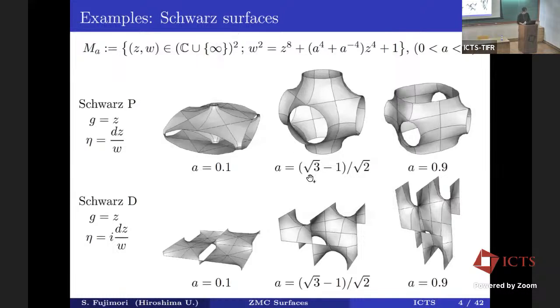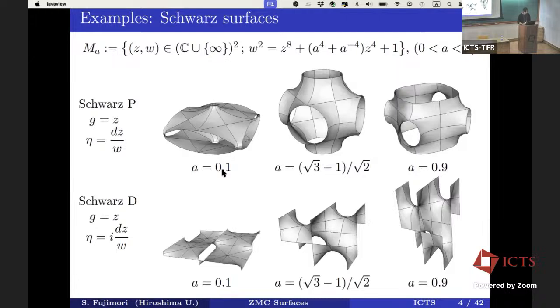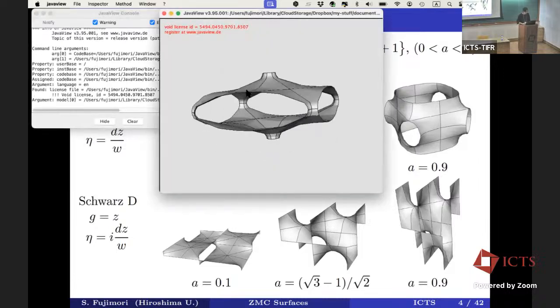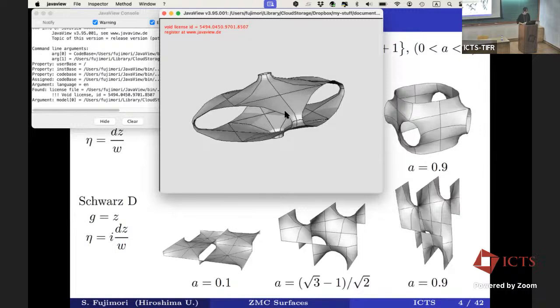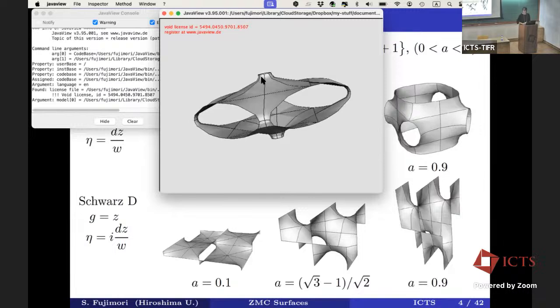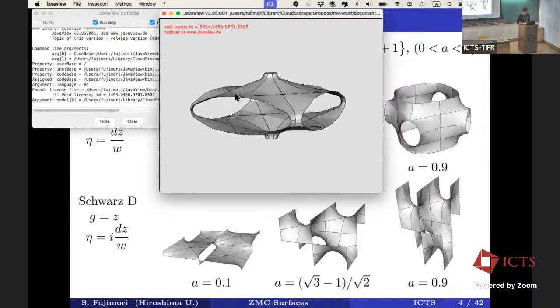If A gets smaller and smaller, then the surface looks like this. In this case, we have a tiny catenoid neck. So it looks like many horizontal planes connected by tiny catenoidal necks.